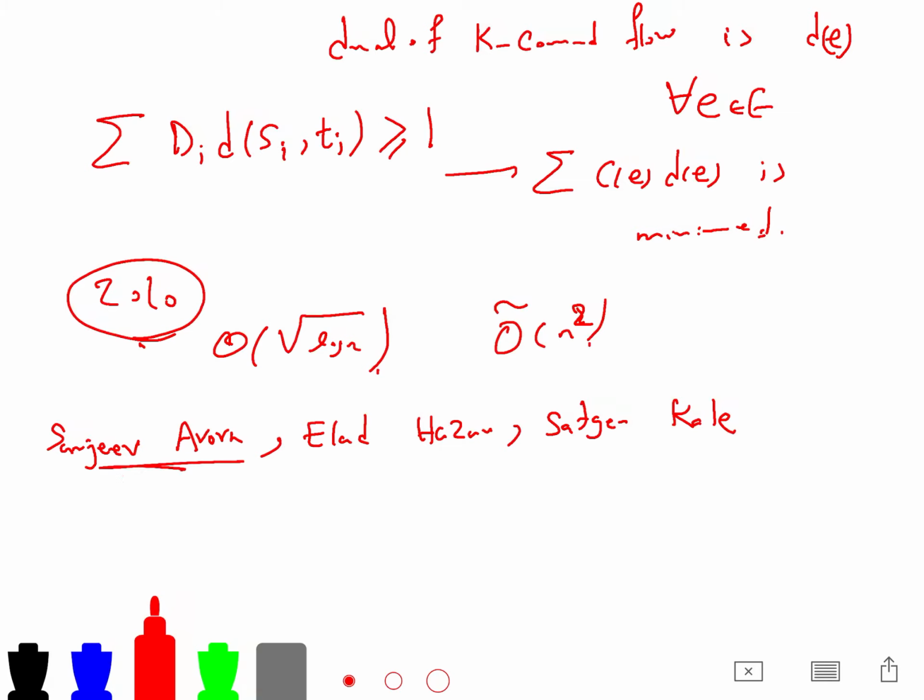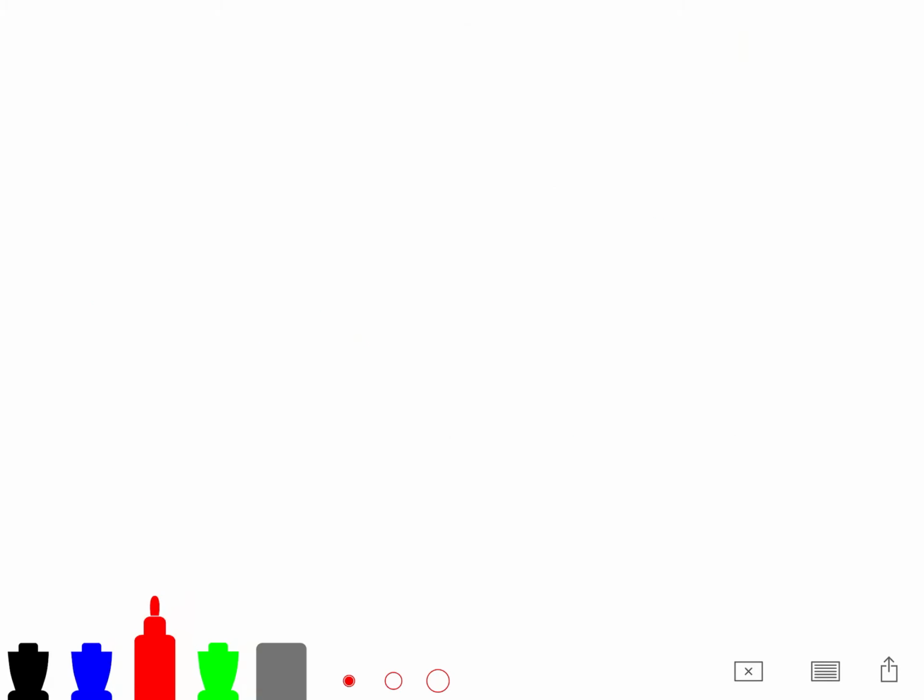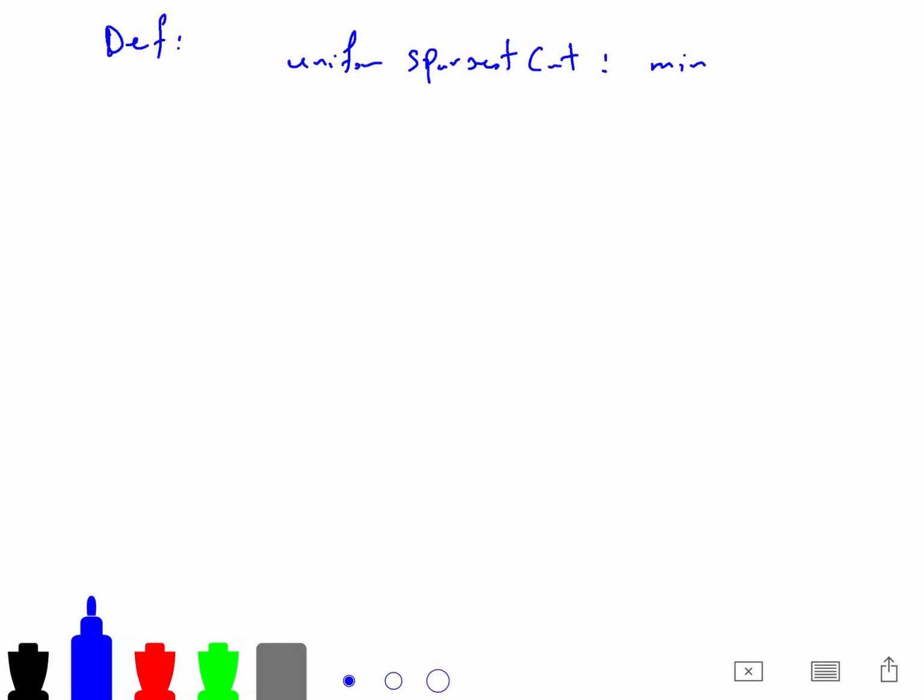Sanjeev Arora, my favorite. And so let's talk about some definitions that we need for the results. For example, you need to know what is a uniform sparsest cut. I've defined this several times. This is the minimum of the number of edges between S and S bar over the cardinality of S times the cardinality of S bar. And the cardinality of S should be less than the cardinality of S complement.